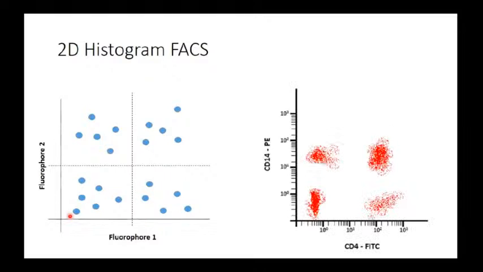If the cells are here, it means that they are expressing protein 2, but they are not expressing protein 1. These cells are expressing protein 1 because they have a high signal on the detector of fluorophore 1, but they are not expressing protein 2 because they have a low signal on the detector of fluorophore 2. And these cells are not expressing any of the proteins. Now I have a real two-dimensional histogram.